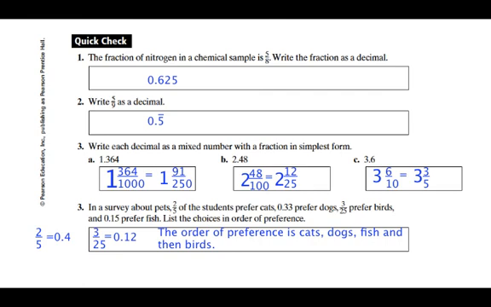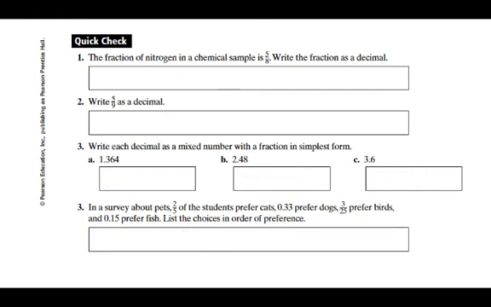For the last problem, it says in a survey, about 2/5 of the students prefer cats, 0.33 or 33 hundredths prefer dogs, 3/25 prefer birds, and 1/500ths prefer fish. List the choices in order of preference. Well, we need to convert both fractions into decimals. 2/5 converts to 0.4 as a decimal. 3/25 is 0.12. So the order of preference is cats, then dogs, fish, and finally birds.